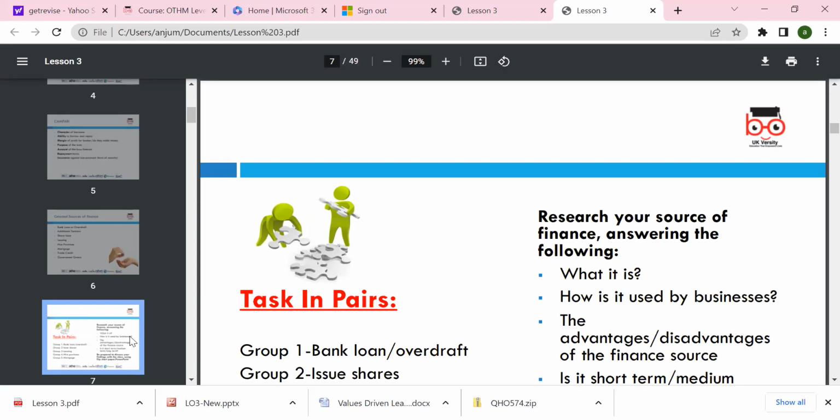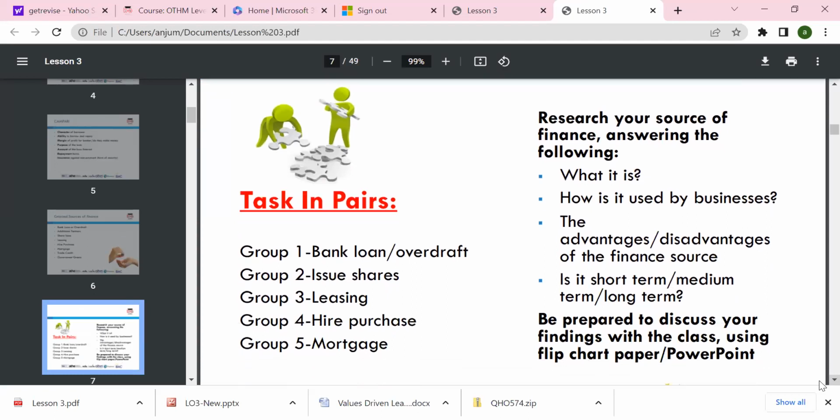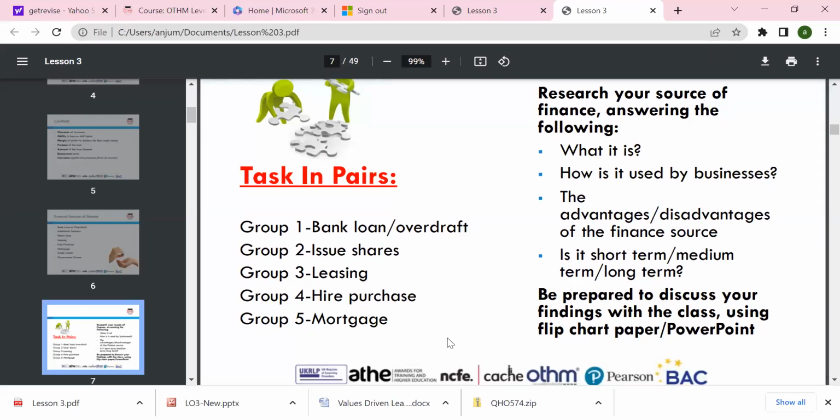So talk in pairs. Of course, we have just a few people, but in your own time it's good to look around and research sources of finance and answer the following questions: what it is, how it's used by a business, and the advantages and disadvantages of sources of finance: short term, medium term, long term. Short term can be overdraft. You can prepare your flip chart and things, because we are delivering online, so please create your own, and we can discuss it in the next class.